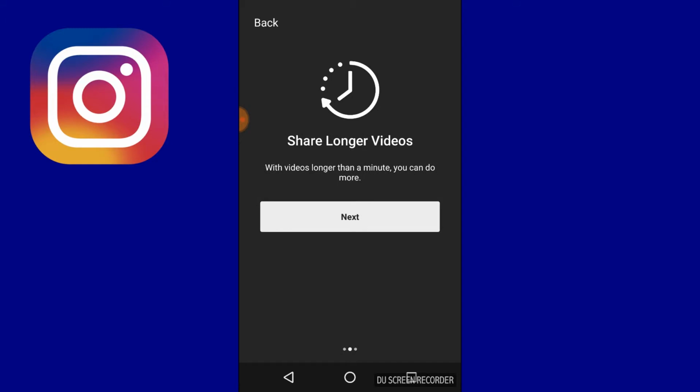Okay, it says share longer videos. Previously, as you know, you could only share 1 minute long videos, but on IGTV you can share videos as long as 10 minutes. For some users, they say that they will roll out up to 1 hour, but for now it's up to 10 minutes. Okay, now let's tap on next again.